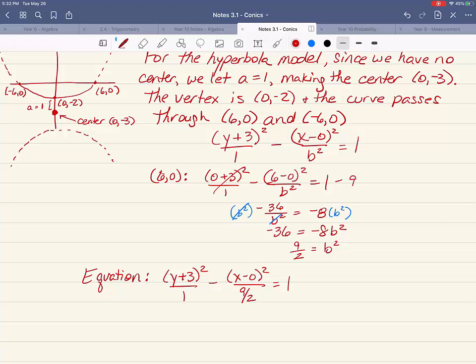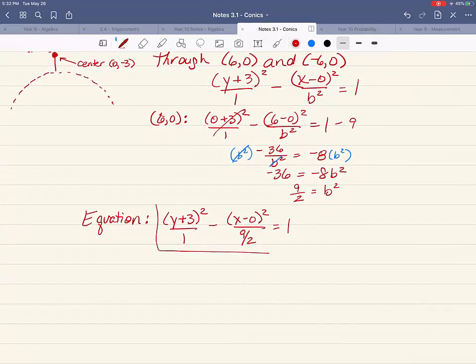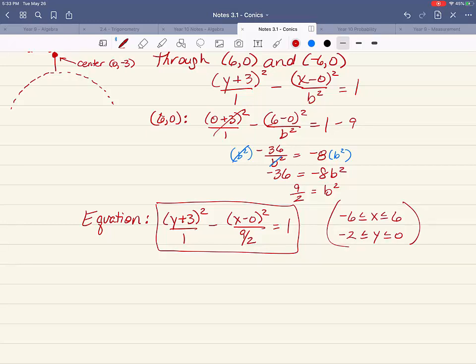You do not have to put the 0 on top with the x, and you do not have to put the 1 under the y. There are many variations on this problem. So here is the equation for the hyperbola. The domain restrictions are the same as before, so I'm just going to recopy them again. So that is how you do the hyperbola when they don't give you the center.